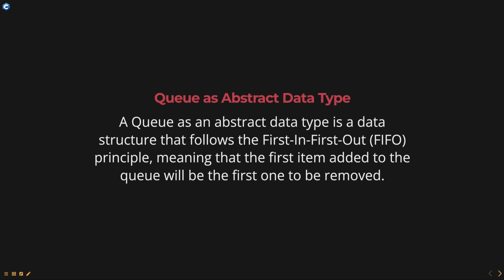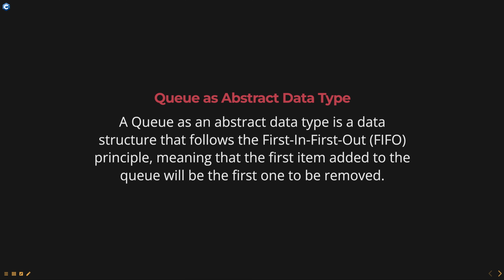Enqueue operation adds an item to the end of the queue. Dequeue removes the item from the front of the queue. Front returns the item at the front of the queue, and rear returns the item at the end of the queue. Here is a simple C++ example that implements a queue using an array.